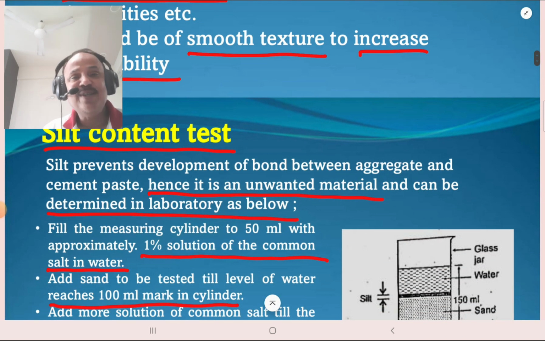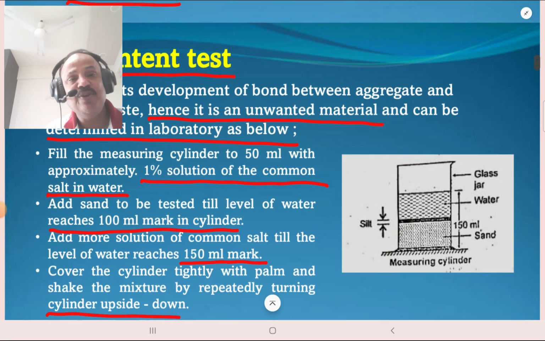Then we are going to discuss the silt content test. Silt prevents the development of bond between the aggregate and cement paste. Hence, it is an unwanted material and can be determined in the lab as given below. Fill the measuring cylinder up to 50 ml with approximately 1% solution of common salt in water. Add the sand to be tested till the level of water reaches the 100 ml mark in that particular cylinder.